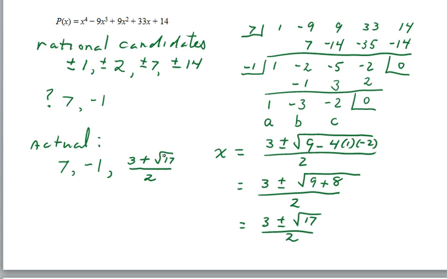We have 4 x-intercepts. 2 of them are rational, 2 of them are irrational.